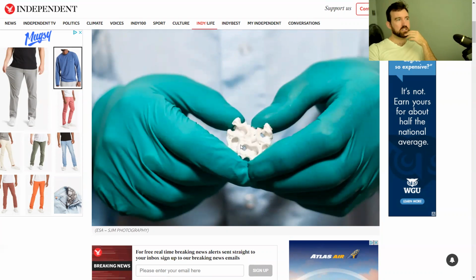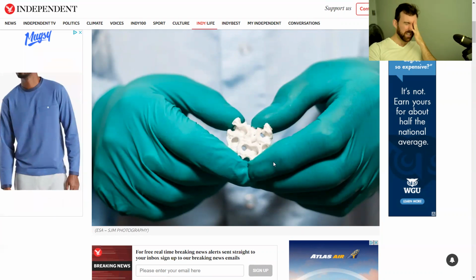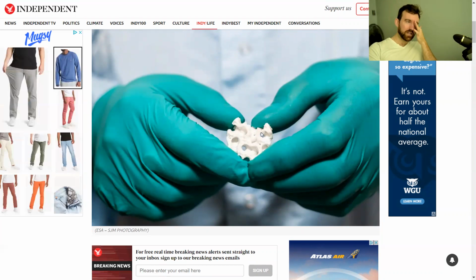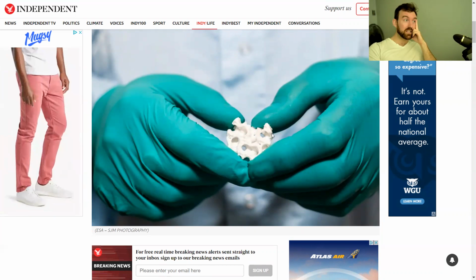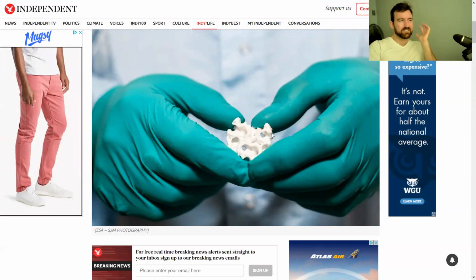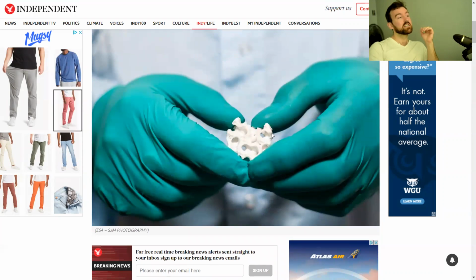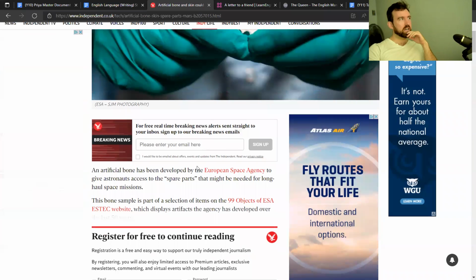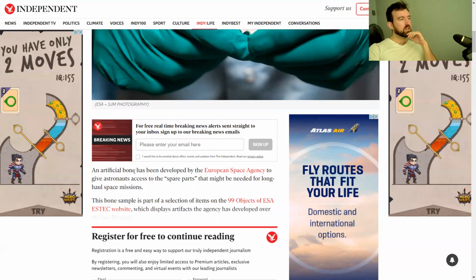So this is an interesting picture. It's kind of creepy. I don't like looking at that in some ways, because that's a bit of bone that they've made that they might stick into a human being's body, and it just looks a bit freaky to me. But if it helps with space exploration, I'm all for that. So anyway, an artificial bone has been developed by the European Space Agency to give astronauts access to the spare parts that might be needed for long-haul space missions.